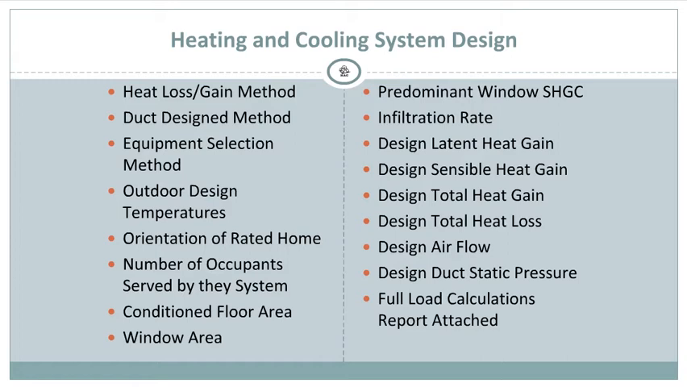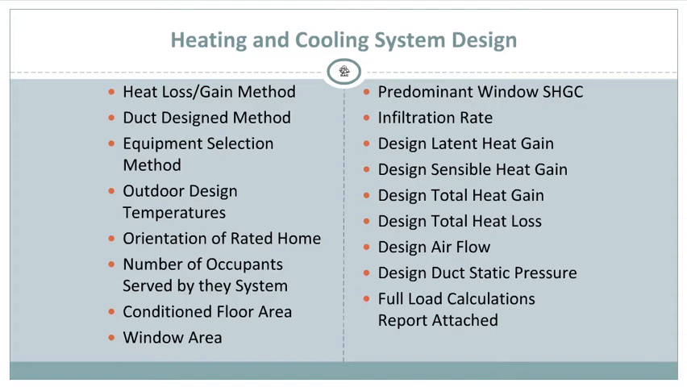Okay, so with the heating and cooling system 2.1, it's going to talk about how you came to this measurement, the heat loss and gain method. In this particular case, we probably use the Manual J. So all you're going to do is check the Manual J, and who's checking it? It's either going to be the builder or the contractor for now. Again, the duct design: how did you determine the duct size and the duct design? Again, you probably went with the Manual D.